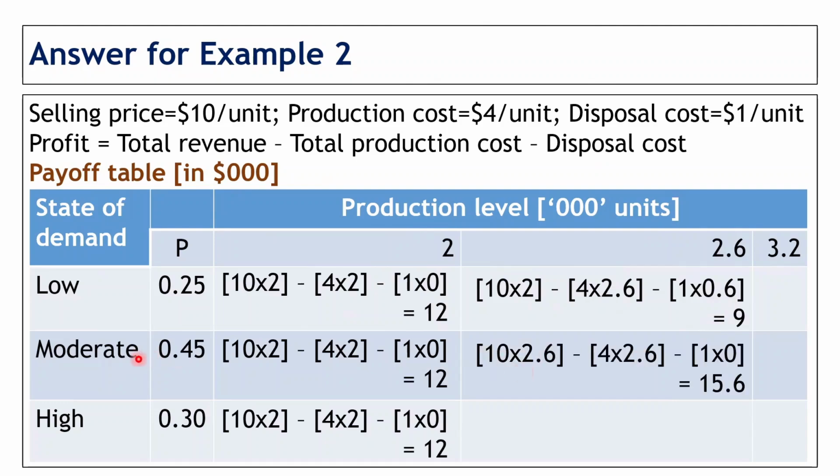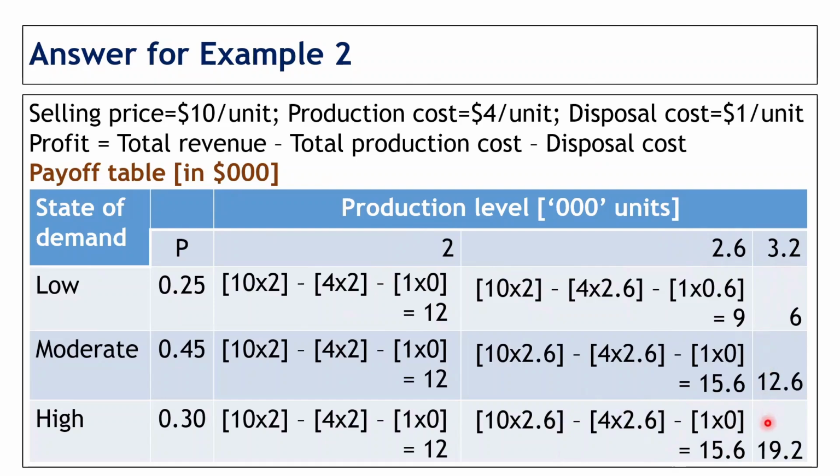For moderate demand, the demand quantity is the same as production quantity, 2,600 units. Unsold units will be zero, difference between production units and sales units. We get a profit of $15,600. When the demand is high, demand quantity is higher than production quantity. In that case, the company will sell what it has actually produced. The profit computation will be the same as before. We get a profit of $15,600. At this point, you can pause the video and try to work out the profit values for the production level 3,200 units. Ensure that you can actually calculate 6,000, 12,600, and 19,200.